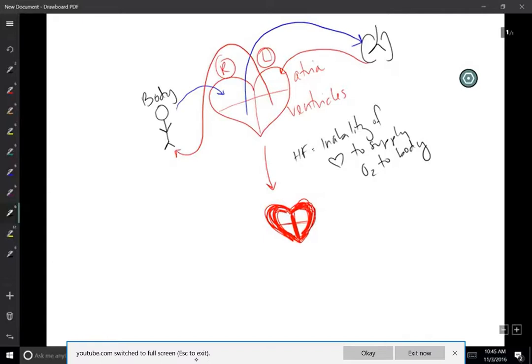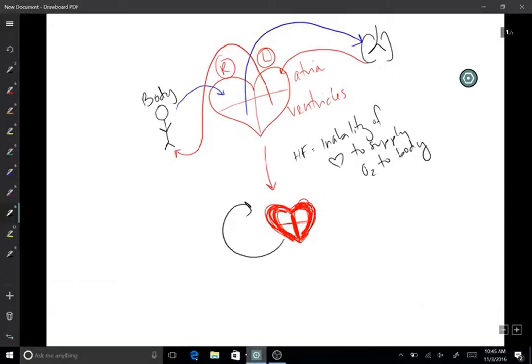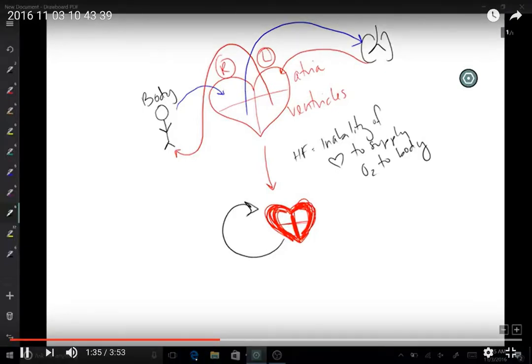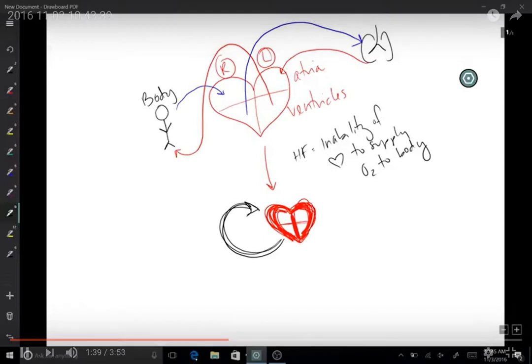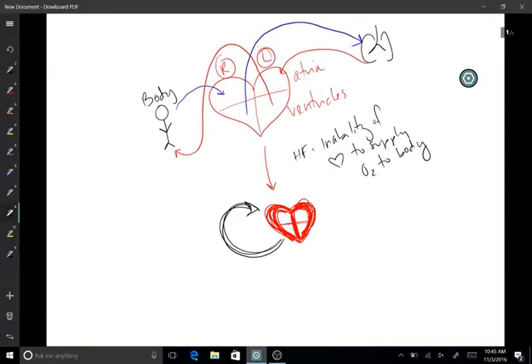And so what you get is this feedback in heart failure. A little bit of heart failure causes muscle buildup, which causes more muscle buildup and more muscle buildup, et cetera. And so it's a problem that just keeps getting worse over time.